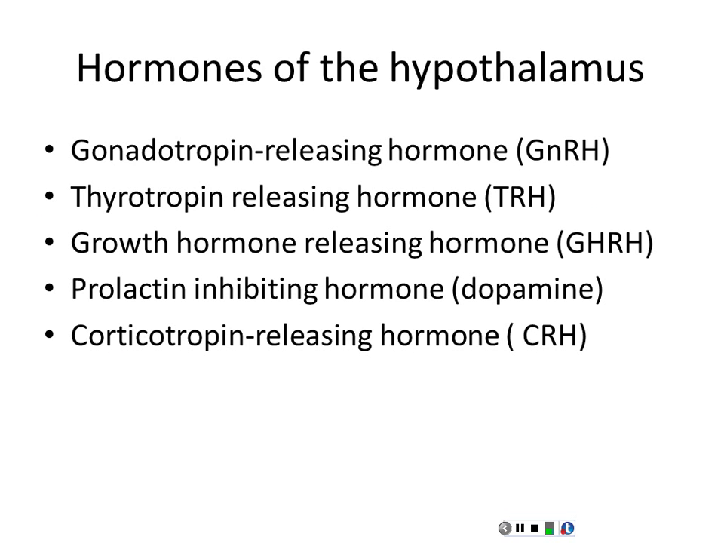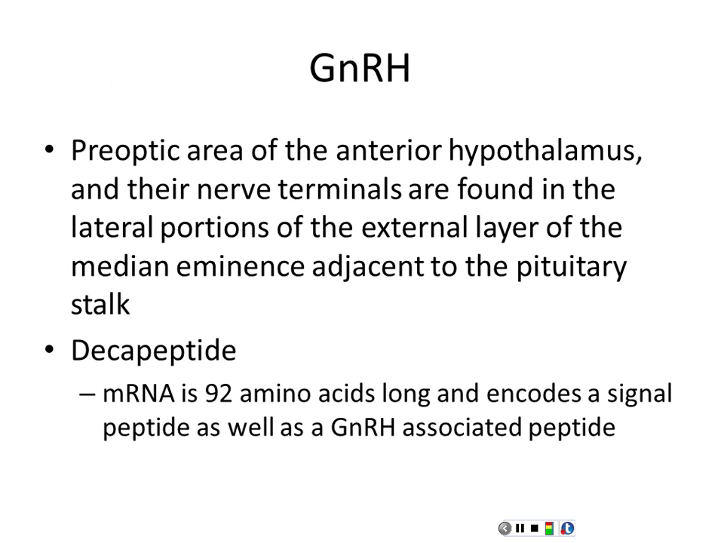So the 5 hormones we're going to be discussing for the hypothalamus are GnRH, TRH, GHRH, dopamine, and corticotropin releasing hormone. This is what they want us to discuss, so I'm doing my civic duty in discussing it. So the GnRH hormones are secreted from the preoptic area of the anterior hypothalamus, and their nerve terminals are found in the lateral portions of the external layer of the median eminence adjacent to the pituitary stalk.